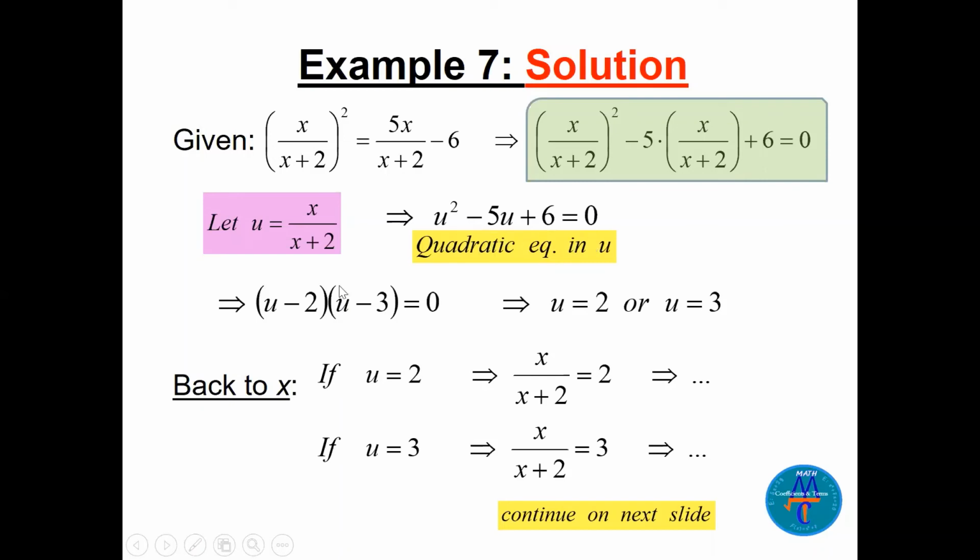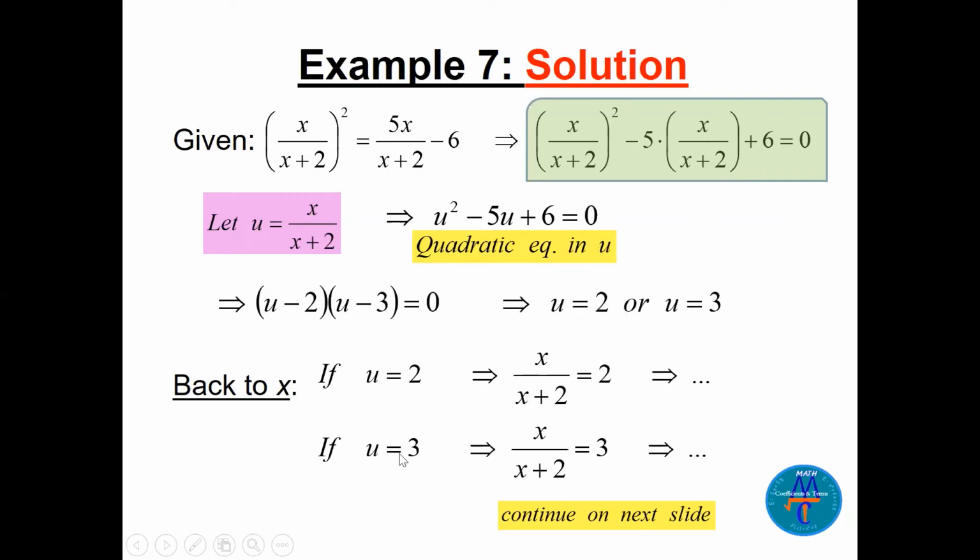Now we can factor it easily. U minus 2, u minus 3. So we have u is equal to 2 or u is equal to 3. Remember, we have to go back to x. Now u is equal to 2. We know what u is here, x over x plus 2. So cross multiply, please, and find x.